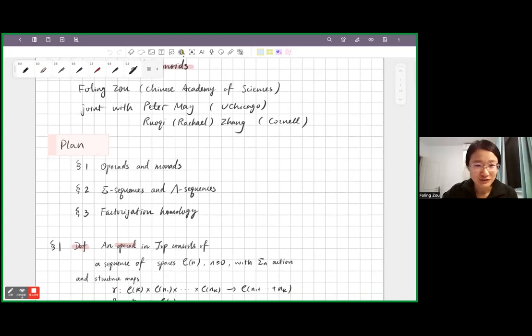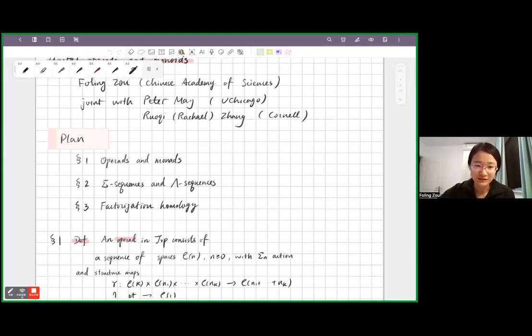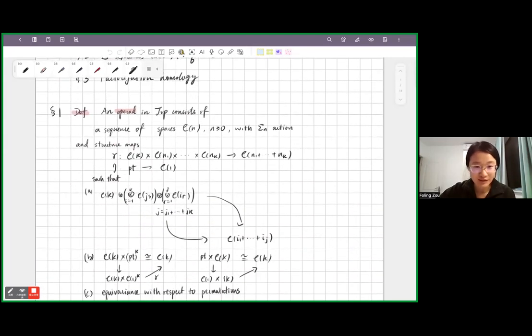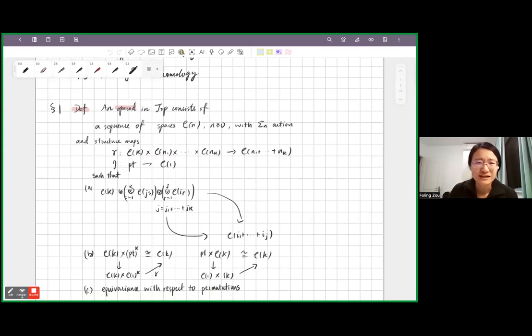So the plan of the talk is the following. First, I'm going to give some quick definitions of operads and monads, and then say why they're interesting. Then I'm going to talk about symmetric sequences, which we call sigma sequences, and the lambda sequence that we are going to define, which is the object of study in our paper. And then in the last part, I'm going to talk about how to use this language to define factorization homology as an application.